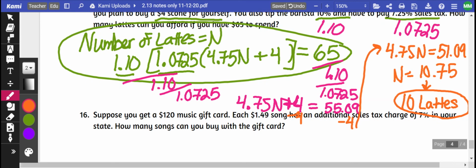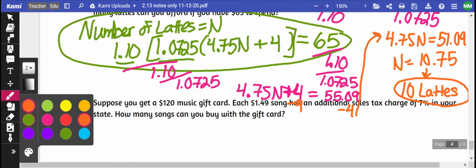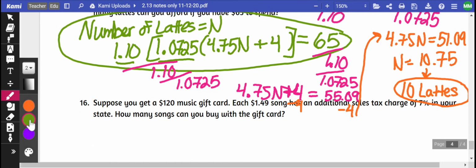Last one. Suppose that you get a $120 gift card for music. Each song is $1.49. There's also an additional sales tax of 7% in your state. How many songs can you buy with the gift card? So we just have the price per song and the tax. And the number of songs is what we're finding.